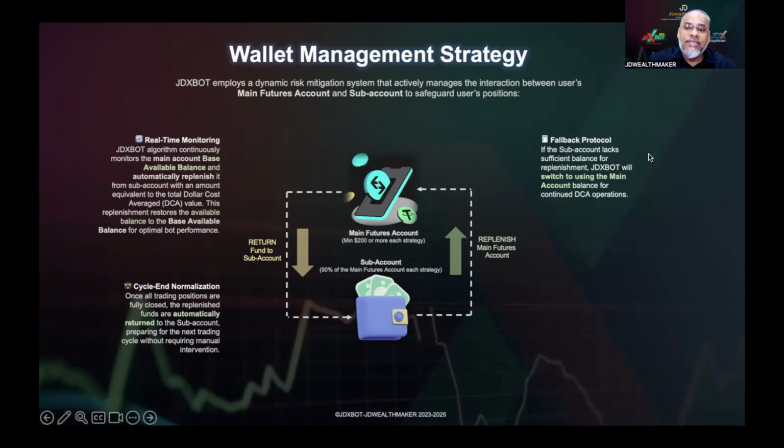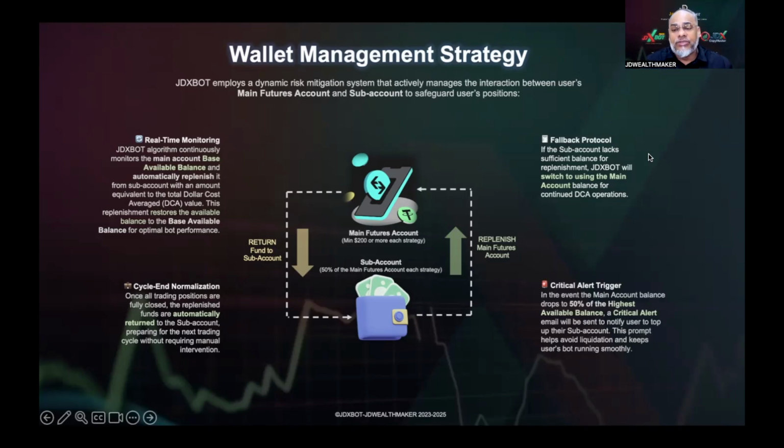Now there is another important critical alert trigger that will come into place, because the moment the fallback control takes place, whereby you don't have the funds in your sub account, what will happen now? We will start to use the main account, right? Now, in the event the main account balance drops to 50% of the available balance, a critical alert email will be sent to notify users to top up their sub account. This prompt helps avoid liquidation and keeps users' bots running smoothly.